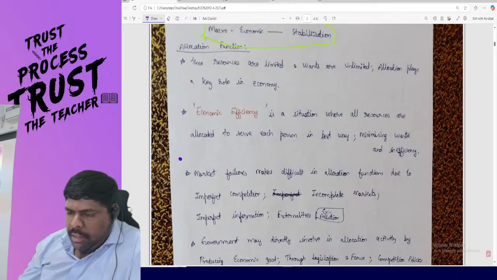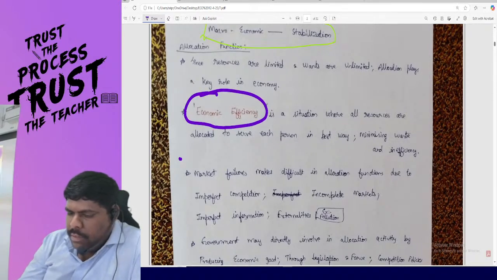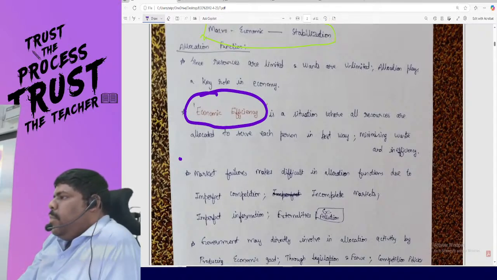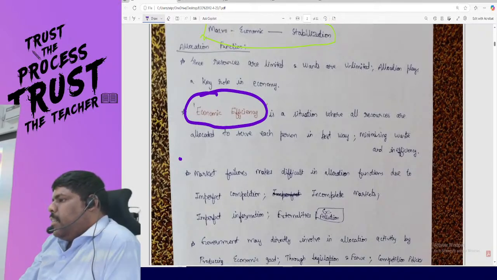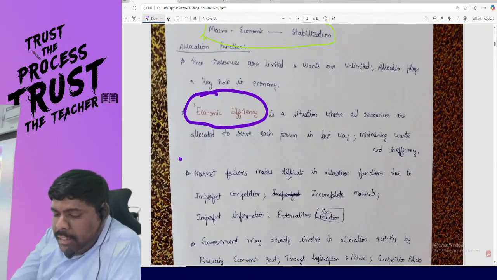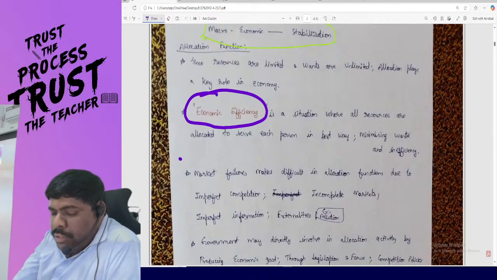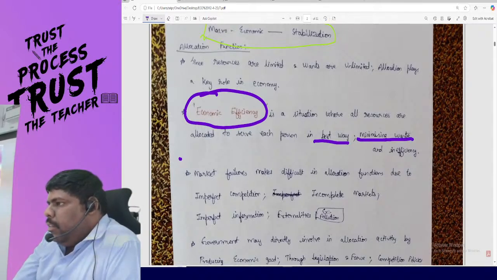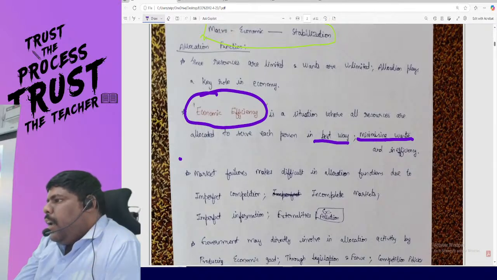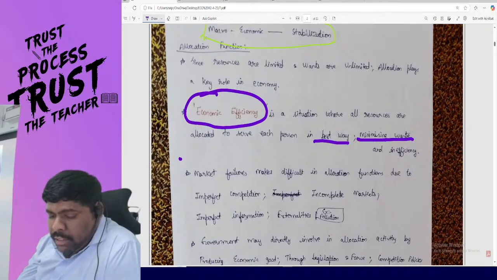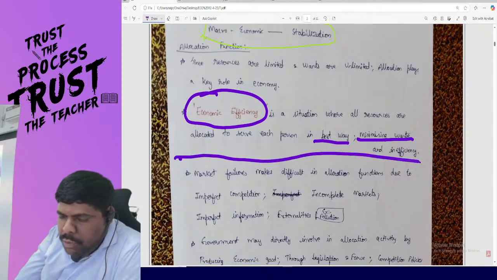Then comes a specific term called economic efficiency. Now listen, efficiency means how we are going to perform a task in a better way. Economics is how we are going to make these resources available to each and every person. So that's just a combination of two items. It is a situation where all resources are allocated to serve each person in the best way by minimizing the waste. That's all, there is no new concept. You already know this. But there might be a question: economic efficiency aims to reduce the waste and allocate in the best way. With that, the allocation function comes to a close.